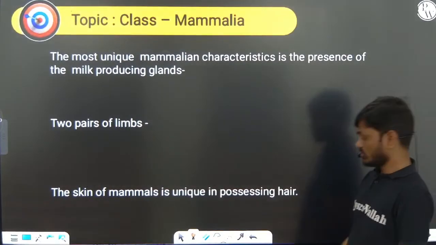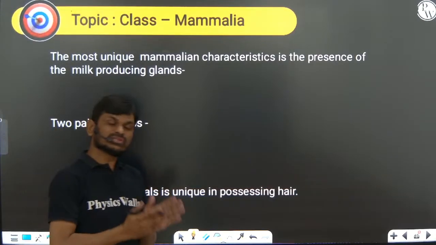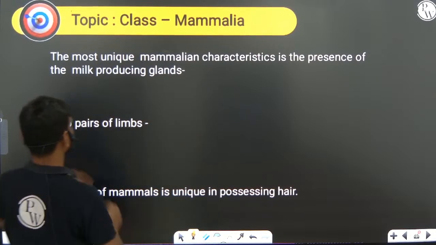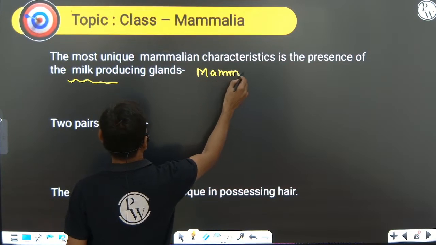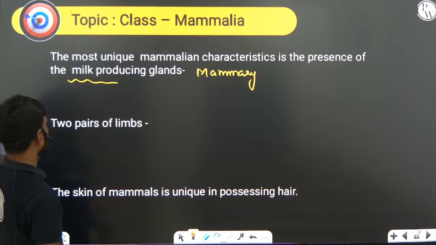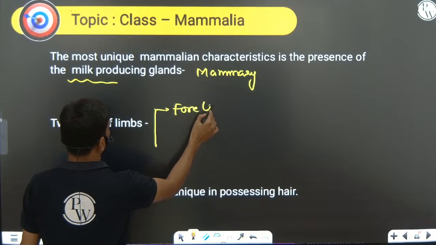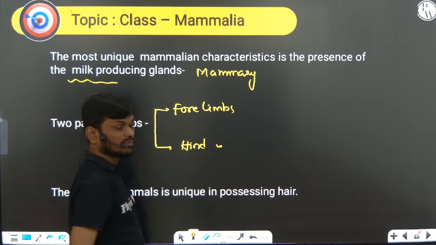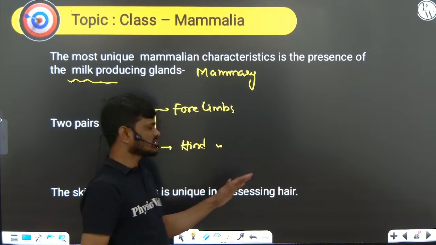Next one. So the final class, Mammalia. The unique feature of mammals is the presence of characteristic milk producing glands. We call them mammary glands. Mammary glands are the characteristic and unique feature of the mammals. Two pairs of limbs are present, forelimbs and hind limbs. They help in swimming, running, jumping, leaping. These are the functions of the limbs.